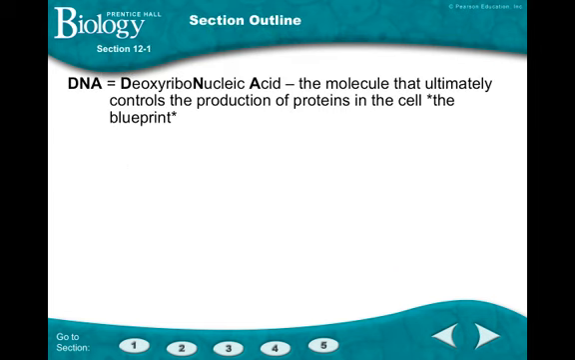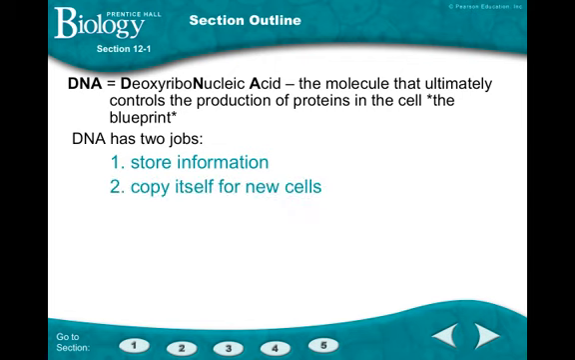So, DNA is named so from the word deoxyribonucleic acid. It's one of the nucleic acid organic compounds, and it is the molecule that ultimately controls the production of proteins in the cell, typically referred to as the blueprint for the cell. Now, DNA has two basic jobs. One, it stores information, and two, it copies itself for new cells. So there's two basic jobs there.